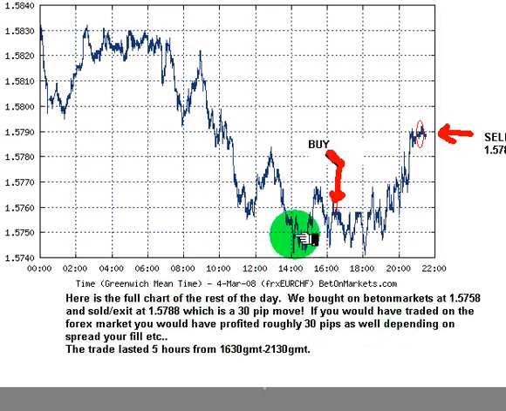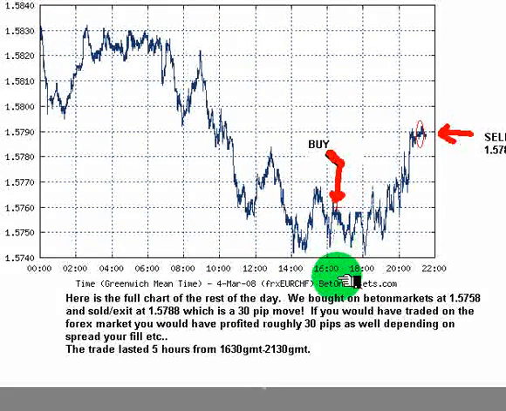But that is the system in a nutshell. We took the trade because it was within 20% of the low at our particular start time. We took the trade, we stayed in it till the end, exited at this price, made a nice profit.